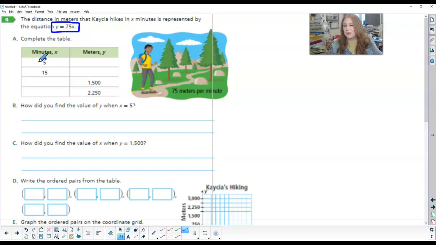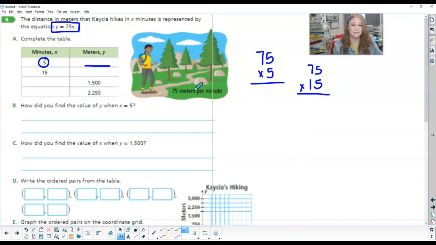So we know right here, X is 5. So we can do 75 times 5, and that will give us this first one here. We're just plugging this in. We know 5 is X. Now if she goes for 15 minutes, I can do 75 times 15 and find this one here. So now we're going backwards.